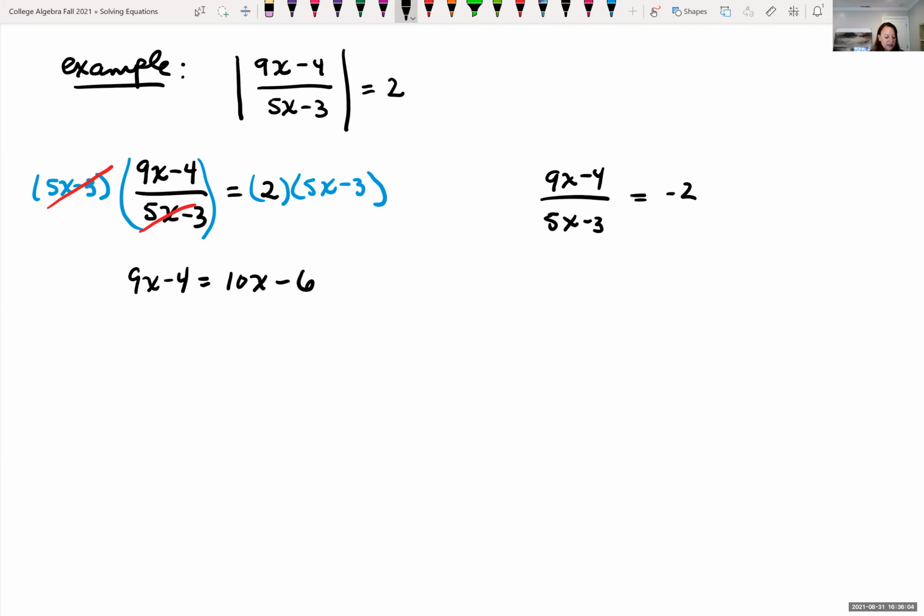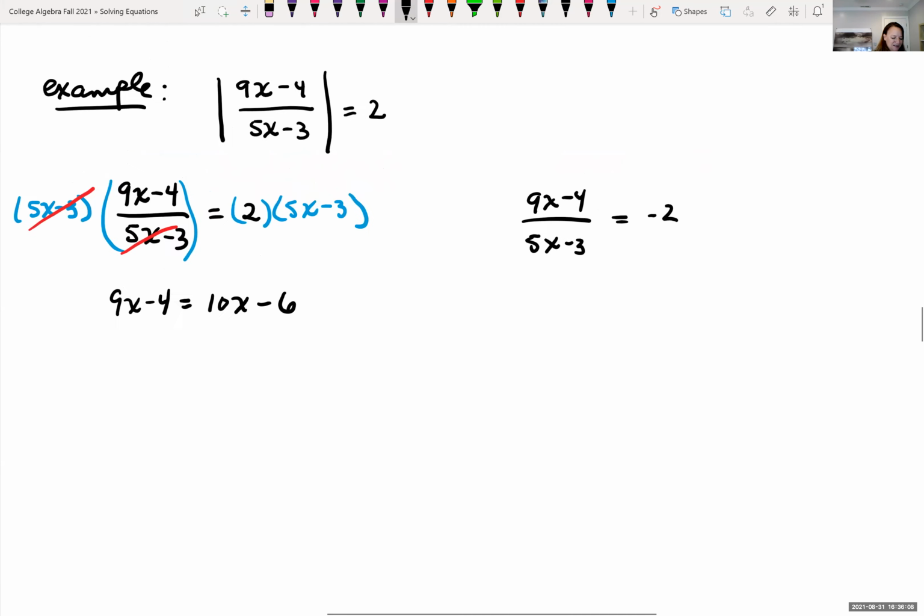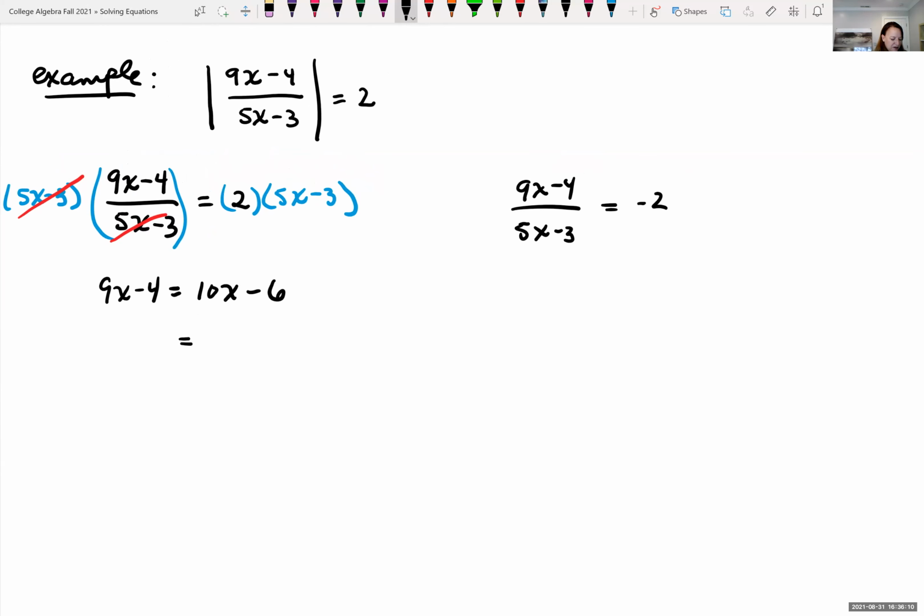Variables on one side, constant on the other. So let's subtract 9x on both sides. So that would just give me x here. And let's add 6 to both sides. So negative 4 plus 6 is 2. So x is 2 for that first equation.